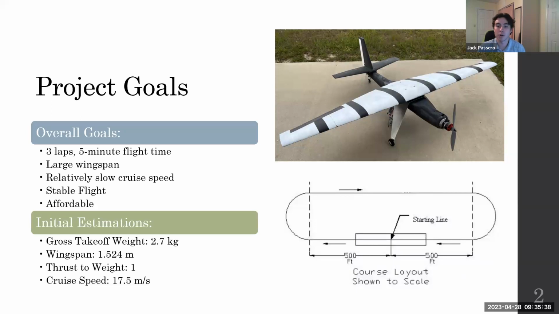So for the overall goals of our project, we were doing 3 laps in a 5-minute flight time as a minimum. So we wanted a relatively large wingspan. We went for around 5 feet or 1.5 meters. We wanted a relatively slow cruise speed of around 17.5 meters per second. We wanted stable flight. We'll get into a stability analysis a little bit later as well. We wanted an affordable plane in terms of manufacturing, as well as printing costs, any material costs, things like that. And so we went with a lightweight PLA, which we'll also get into a little bit later.